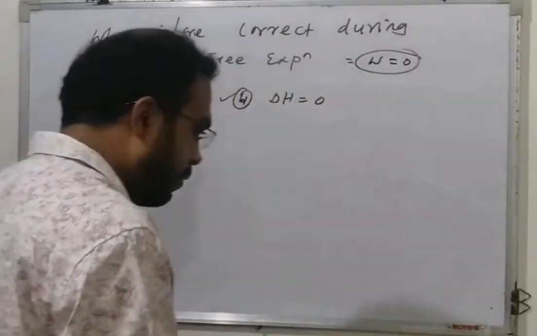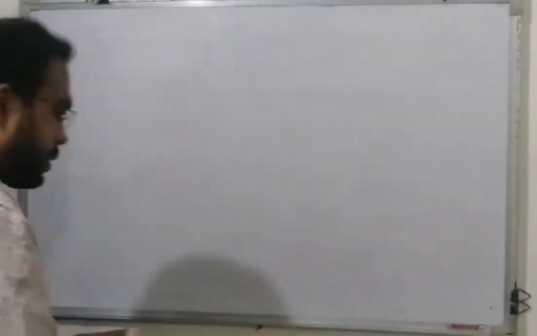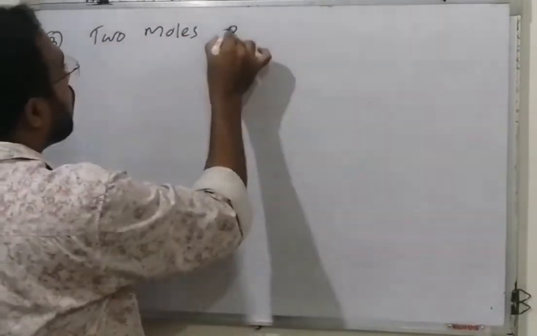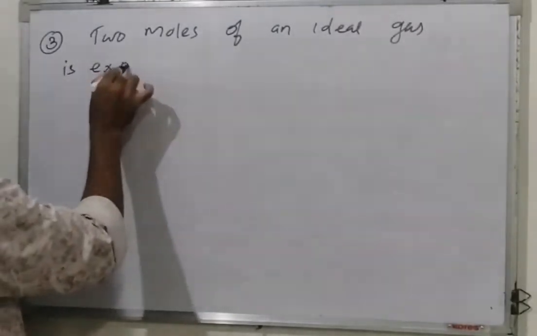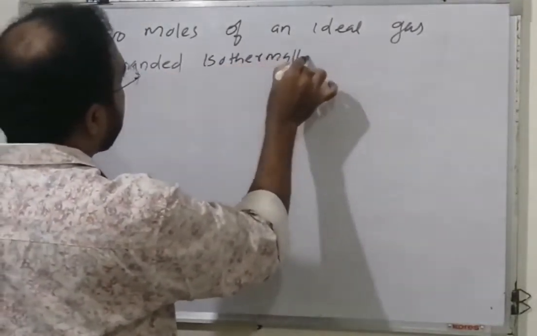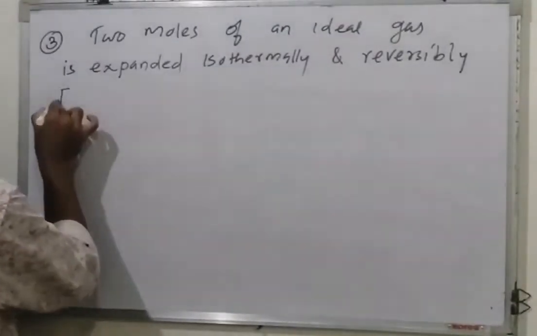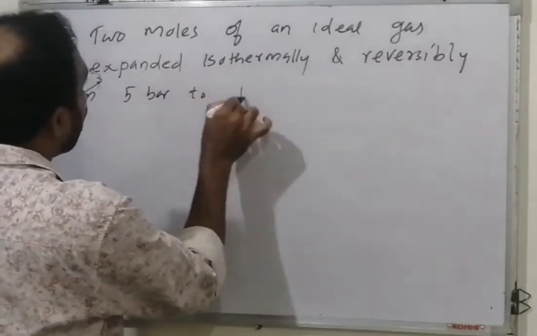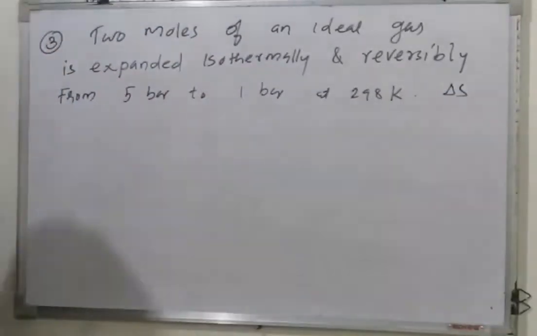Question number 9. Very, very simple question. Third question: 2 moles of an ideal gas is expanded isothermally and reversibly from 5 bar to 1 bar at 298 Kelvin. What is delta S? Again, same question.